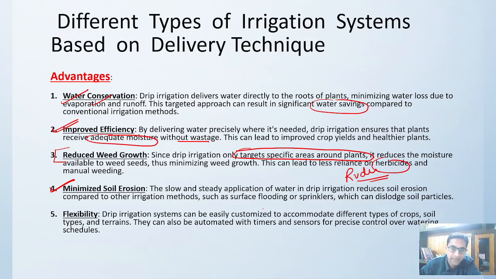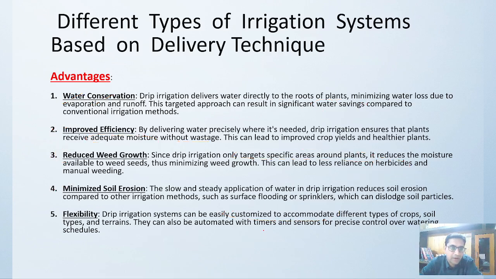Okay, it can be highly customized and accommodated as per your need and as per the terrain. You only have to put the pipes there, right? Plastic pipes are flexible in nature, so you can put them there. So they have this advantage.